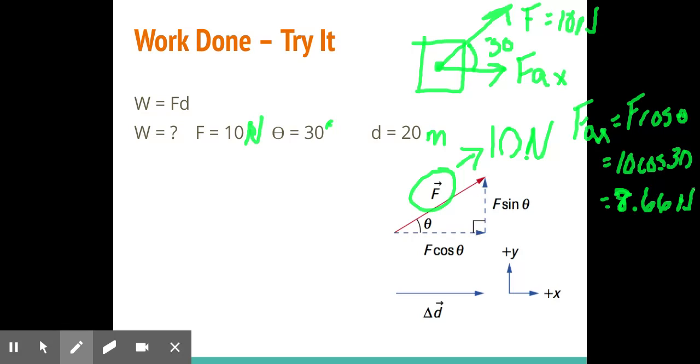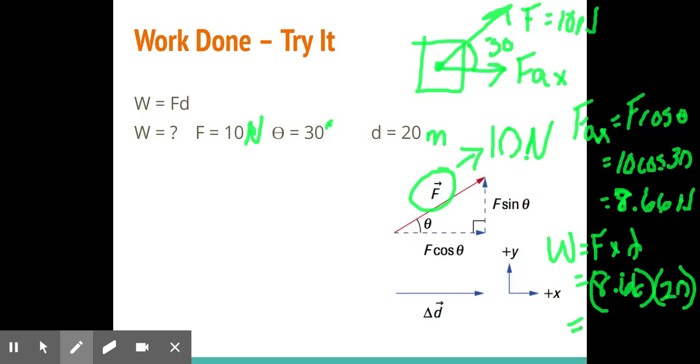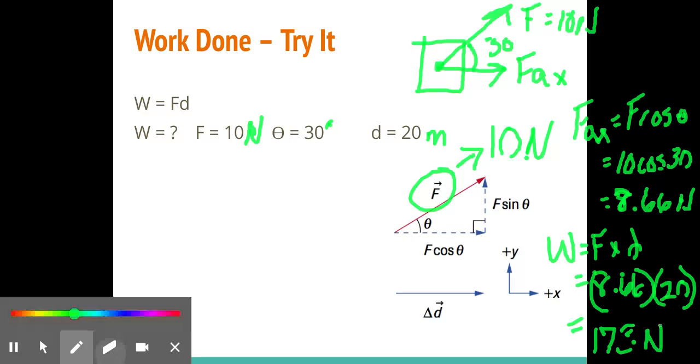And all we have to do now is just multiply 8.66 by 20. And why do I know that? Well, I know W is equal to F times D. And now we've got that force. That force is 8.66 in the horizontal times 20 meters. And that gives us 173 joules. So we're talking about energy now.